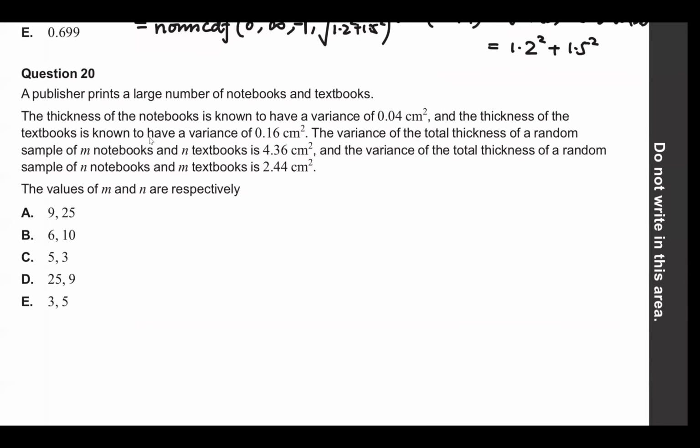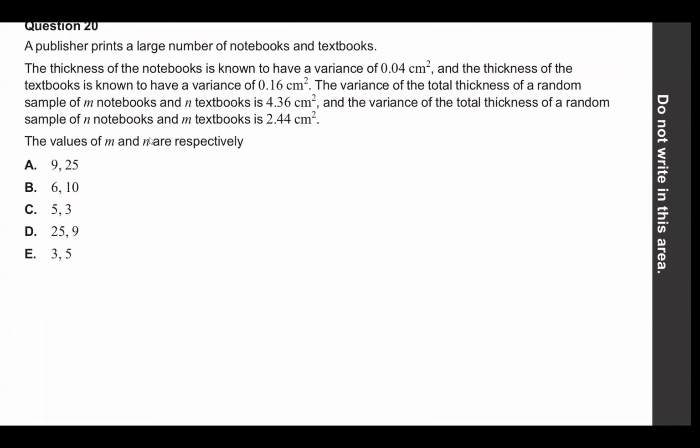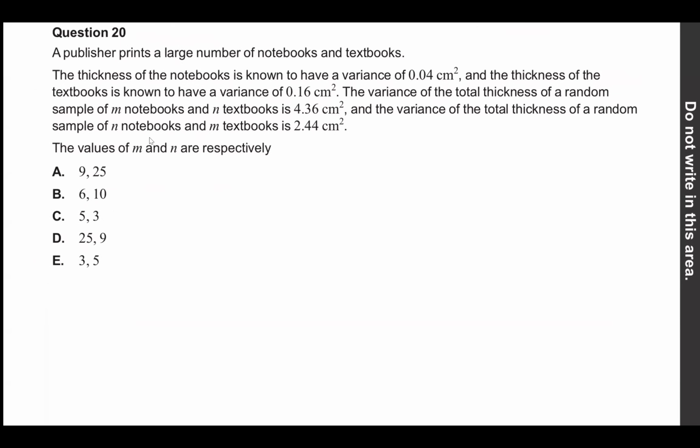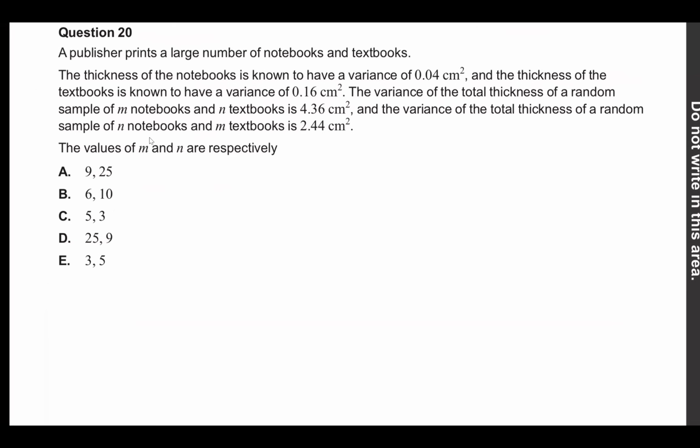Okay. The thickness of notebooks is known to have a variance 0.04. And the thickness of the textbook is known to have a variance of 0.16. Let's say notebook is X, normal distribution, mu X, 0.04. That's the variance. And Y, textbooks, mu Y, 0.16.